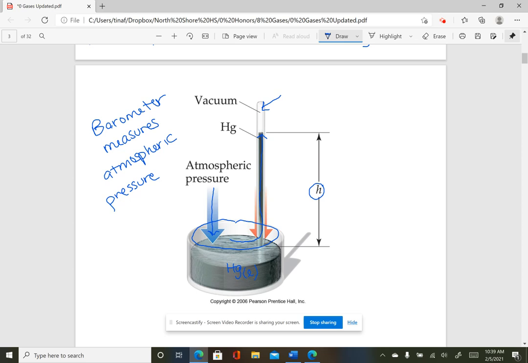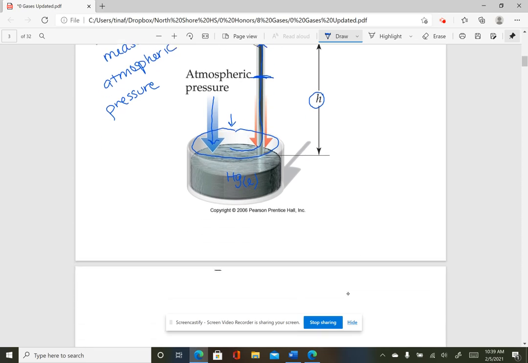The bigger this height is, the higher the air pressure. If the air pressure gets lower, it would be pushing down on the mercury with less force, and the level of the mercury in here maybe wouldn't be as high. So we can actually use barometers to predict the weather. The higher the level of mercury, the higher the air pressure. That means we're going to have good weather. When the air pressure is low, that means we have bad weather coming in. Okay, so that's a pretty cool instrument.